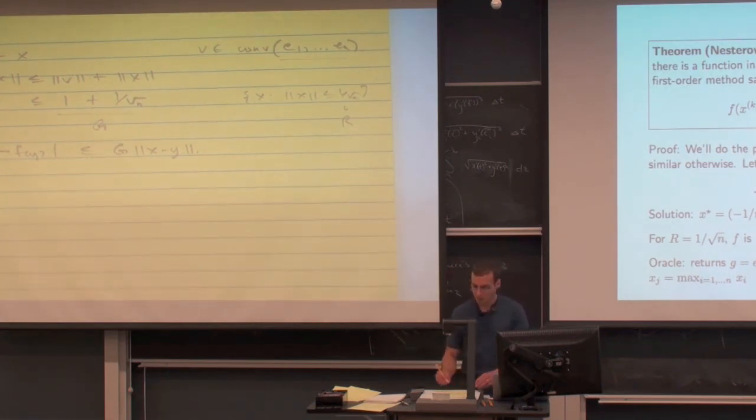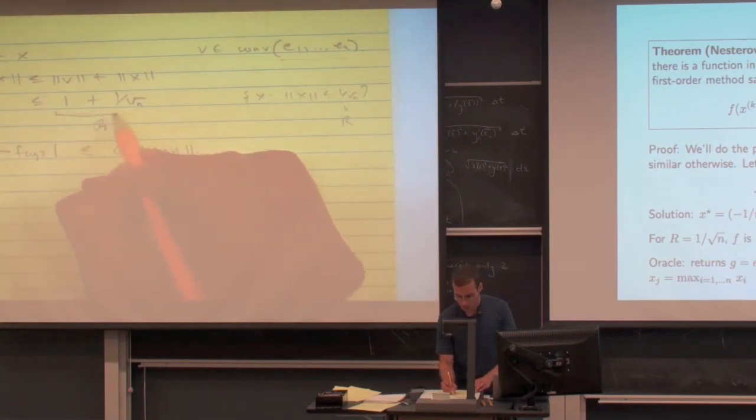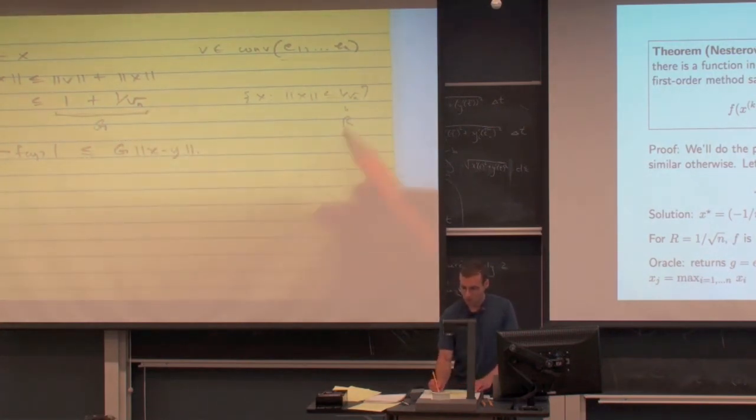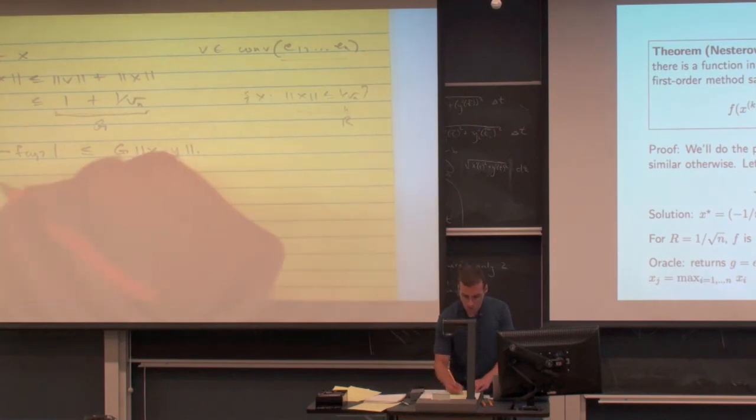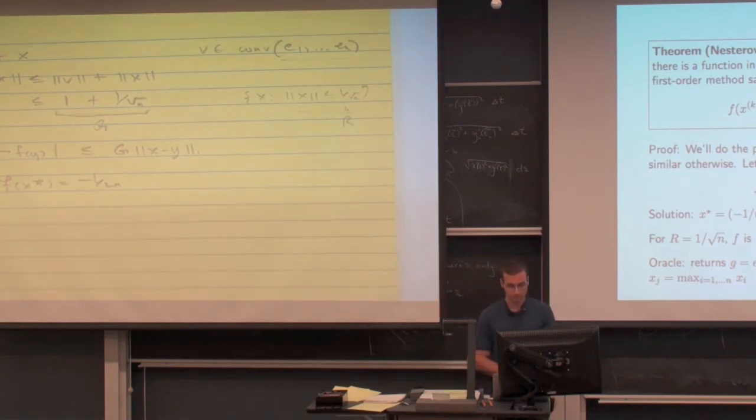Okay, so now we have all of the things that we're looking for. We have g, we have r. We know the optimum value is, let me write it down again, minus 1 over 2n. Okay, and now here's the setup.